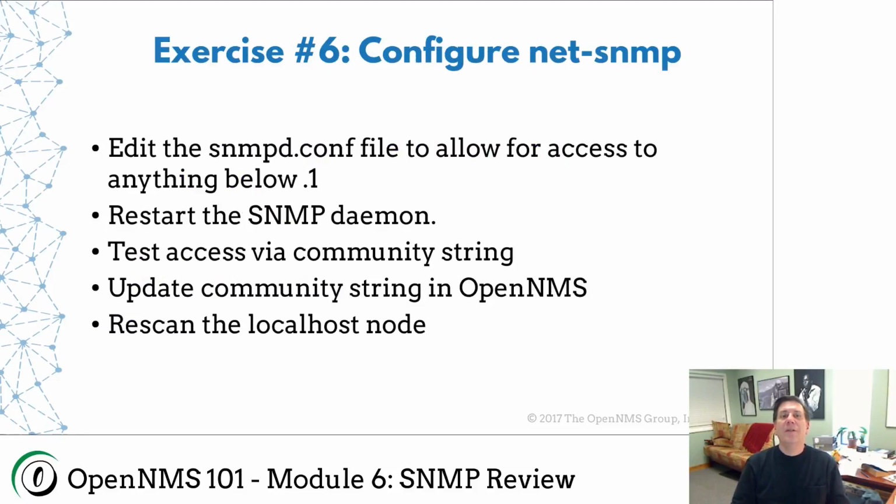Okay, so going back to the slides. What we did was we edited the snmpd file to allow for access to anything below .1 for the why are you so nosy community name. Restarted the daemon. We tested the access. Notice if we use public, we only get a small subsection of the MIB. If we use why are you so nosy, which includes that IP adder table, then when we rescanned, we updated the community name in OpenNMS, and then we rescanned and we got information.